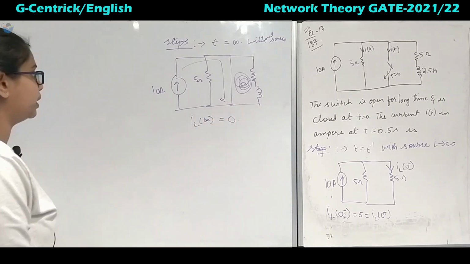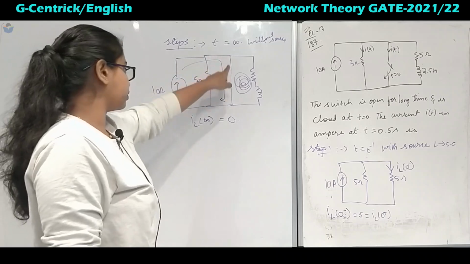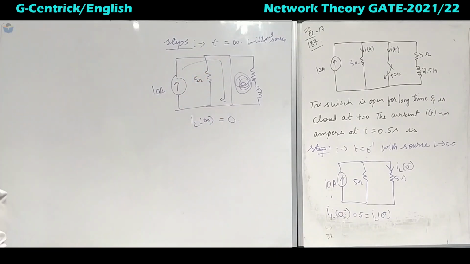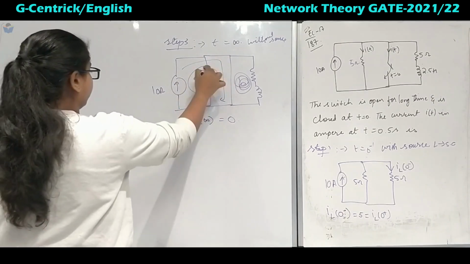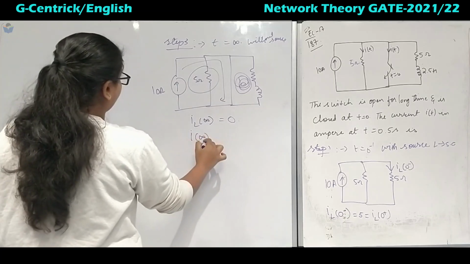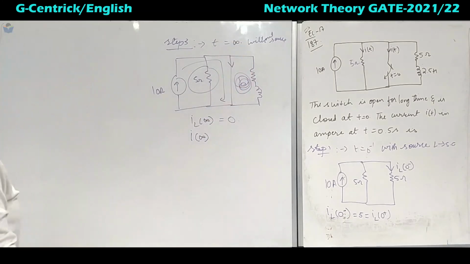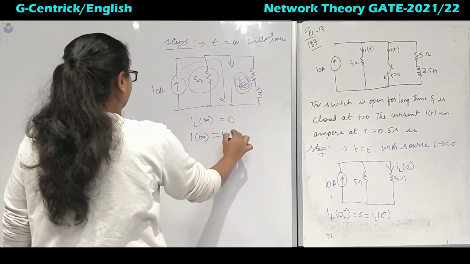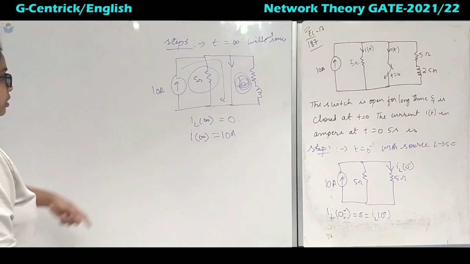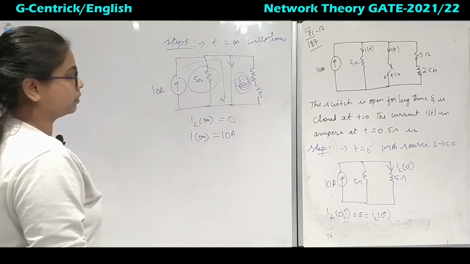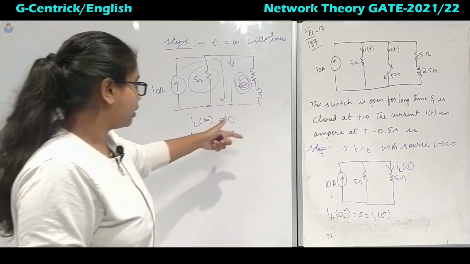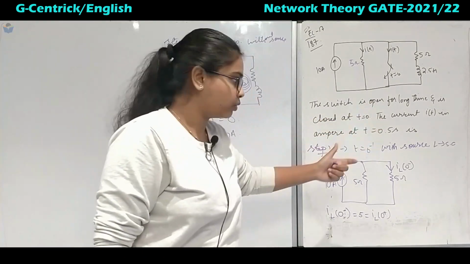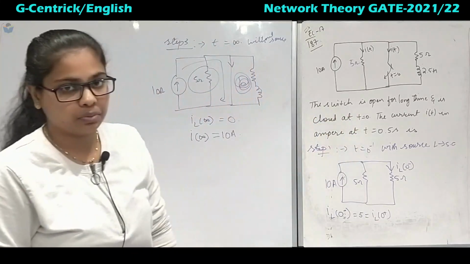But we have to find the short circuit current. So the current will not go over here, and we will get I of infinite equal to 10 ampere. It will take this path only. So we have to find I of 0 plus to get the generalized equation of i(t).